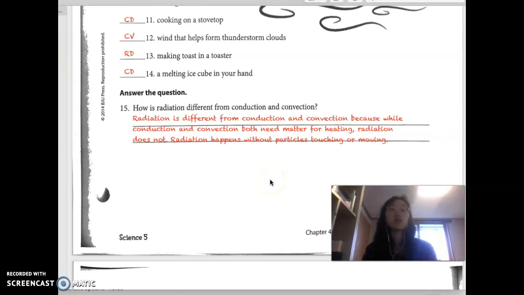Conduction, convection, radiation does a really, really good job summarizing everything, so it will be stuck in your brain and it will help you understand everything better, okay?